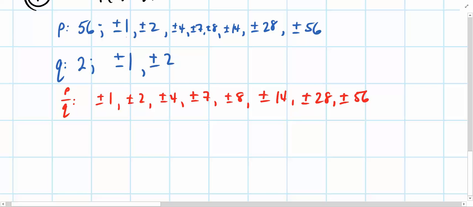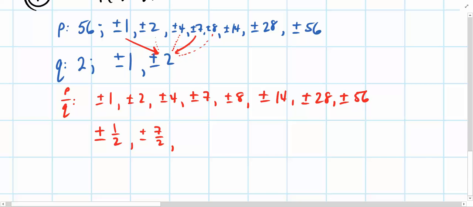Now for the next round, I'm looking at, again, each one of these factors of p divided by the factor number 2 of q. Now, in this first case, 1 divided by 2 produces a factor of 1/2. 2 divided by 2, though, is 1, and we already have that listed, so I don't need to create a new one for this factor. 4 divided by 2, well, that's 2 again, so I'll skip that one. But 7 divided by 2, that's positive and negative 7/2. That's a root that I should check.